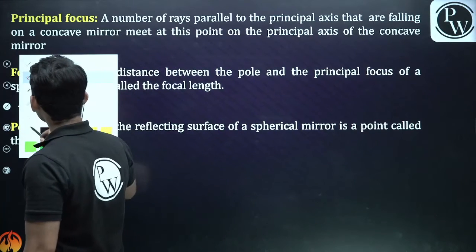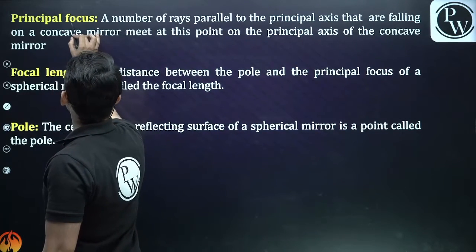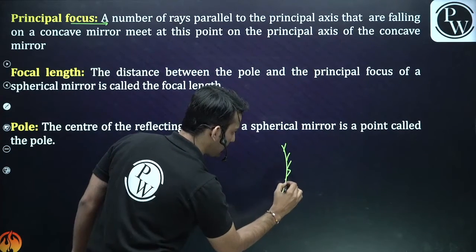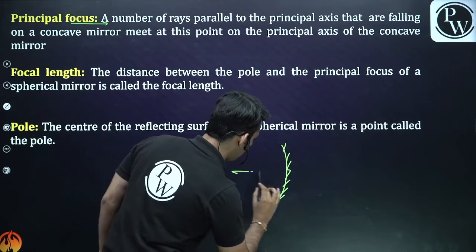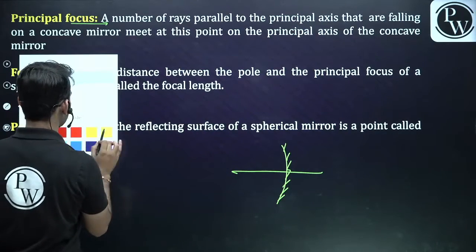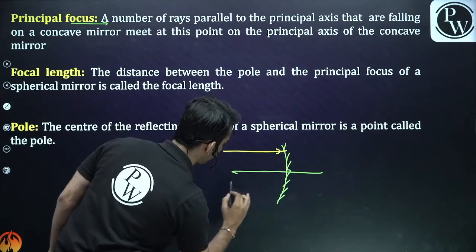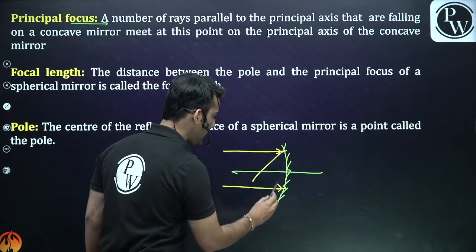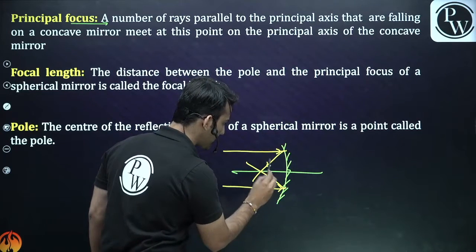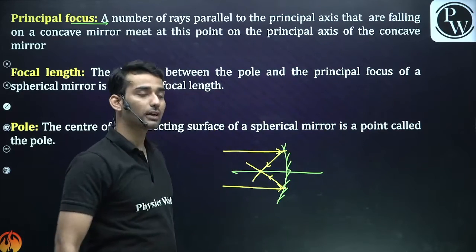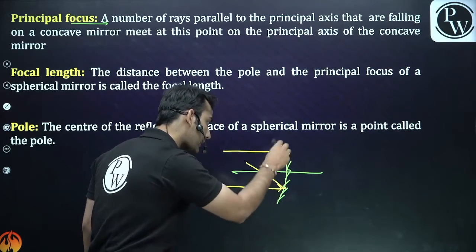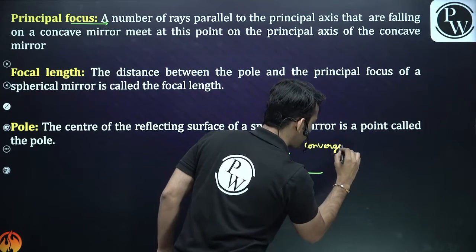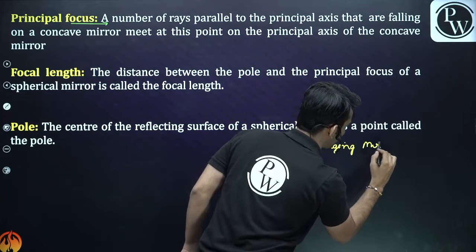Principal axis. Now next is principal focus. What is principal focus, guys? Suppose I take a concave mirror, and some rays are coming parallel to the principal axis like this. After reflection from the mirror, they will meet at a point, right? This point is known as the principal focus, where parallel rays converge. This is known as the converging mirror, right? You can see it is converging the rays.